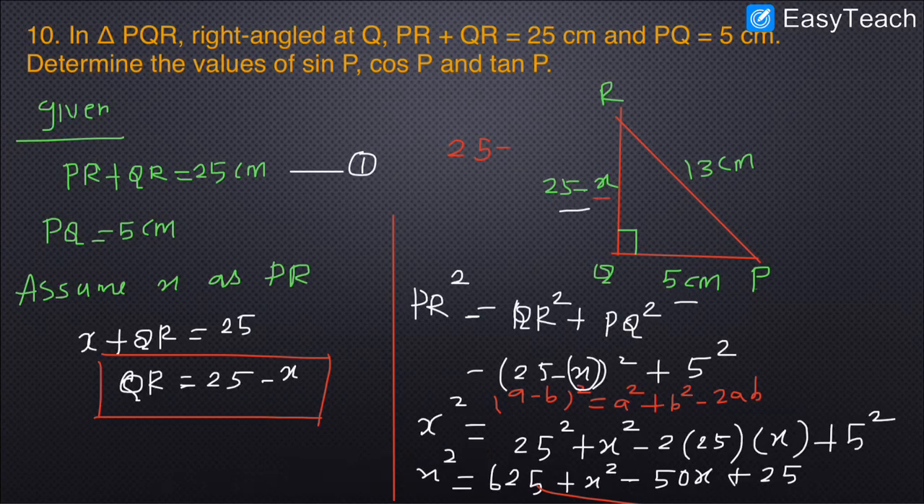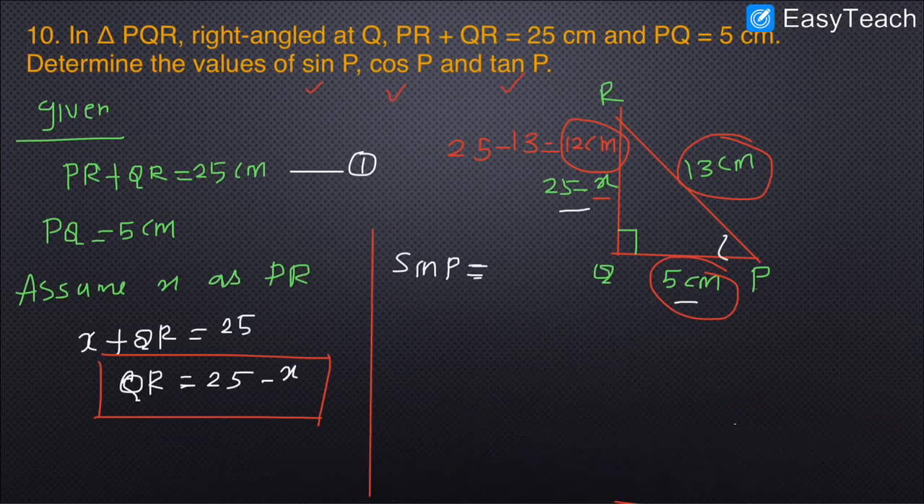To find the QR side, what will we do? 25 minus, for x we found 13. 25 minus 13 is 12. So now QR is 12 centimeter. So now we know all three values: 12 centimeter, 13 centimeter, 5 centimeter. Then what remains to do? To find sin P, cos P and tan P.